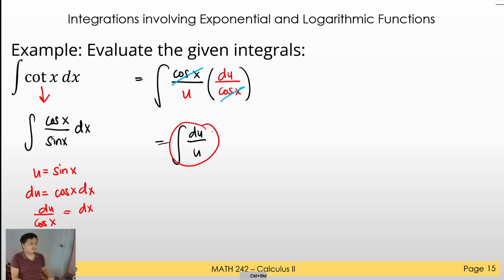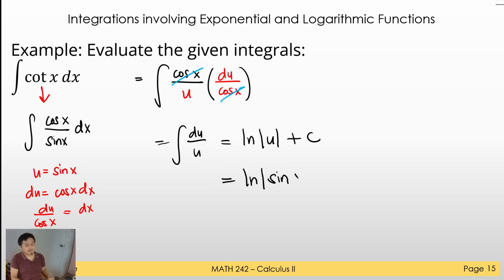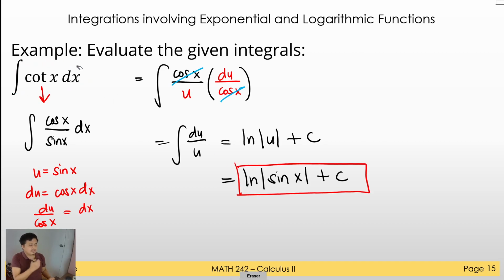What is the integral of du over u? This is equal to ln absolute value of u plus c. So what is u here? Sine x. So therefore the final answer is ln of sine x. So actually you don't need to memorize the formula for trigonometric functions, since you can utilize the trigonometric identities to derive its formula. Okay, so that will be all for today. Thank you guys for listening.